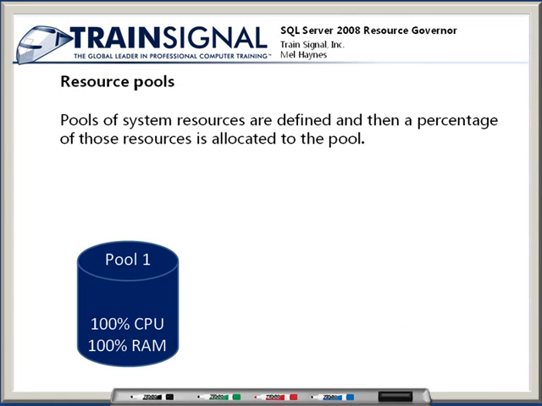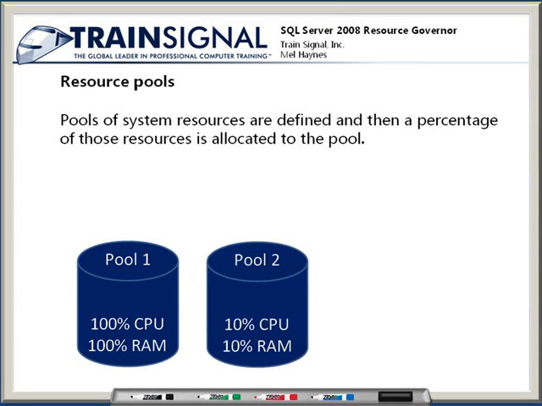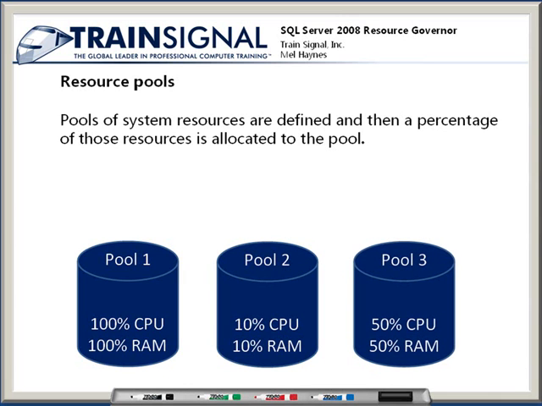Looking at resource pools again, resource pools are simply subsets of your total system resources. Pools of your system resources are defined, and then a percentage of those resources is allocated to a pool. So by default, you really just have one pool that has 100% of your CPU and 100% of your RAM allocated to it. But with Resource Governor, we're going to create additional pools. We can create a second pool or a third pool, where the second pool can only utilize up to 10% of the CPU and 10% of the RAM, versus the third pool, that one has been set to only use no more than 50% of the system resources.